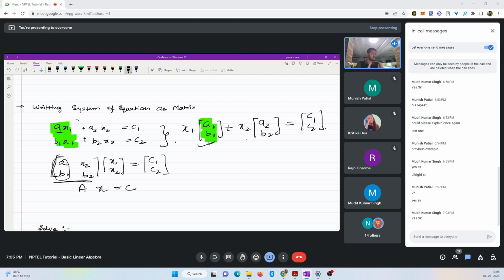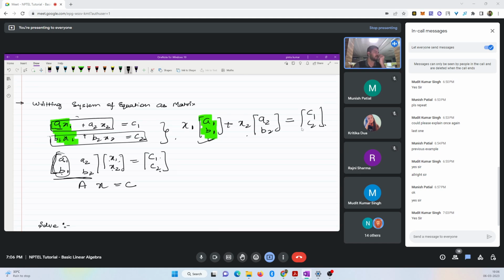You can also do your normal matrix multiplication the way you used to. You can see that A1 into x1 plus A2 into x2 is equal to C1. So this would give you the first equation if you multiplied it normally. Then B1 into x1 plus B2 into x2 is equal to C2. Right? So this is how we transform our system of equations into matrix notation. Okay. Is this clear? Does anybody have any doubt about how we convert this?